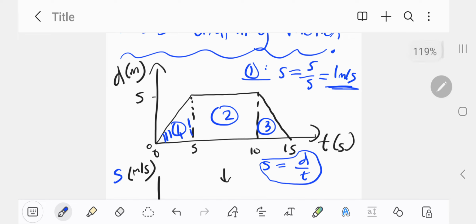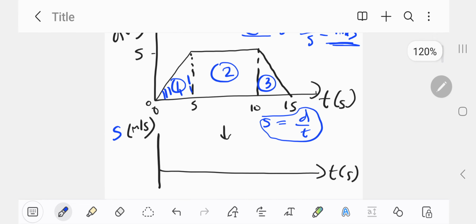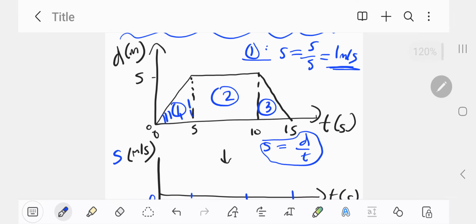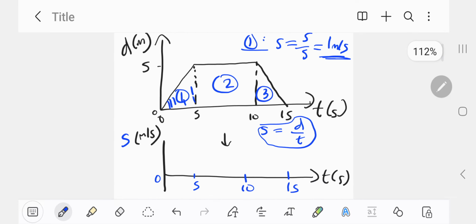Time doesn't change. The time axis, always, for going between these graphs, leave time the same. So 0, 5, 10, 15. That stays the same. Time doesn't change. What you're really doing is converting between variables, so from distance to speed. So the speed for segment 1 is 5 meters in 5 seconds, which is 1 meter per second.